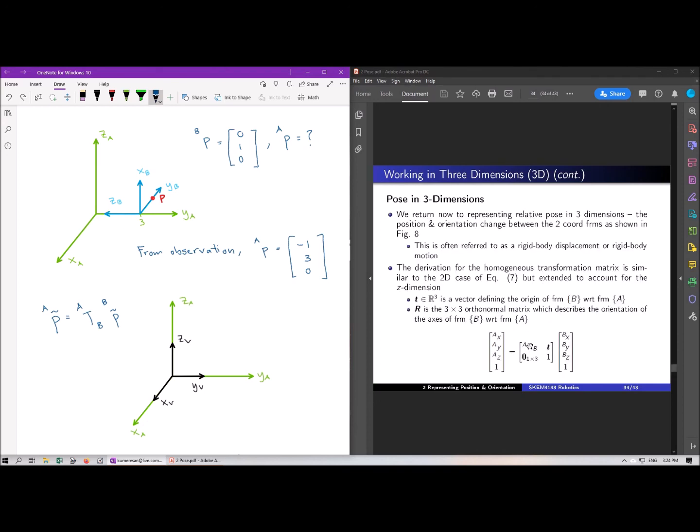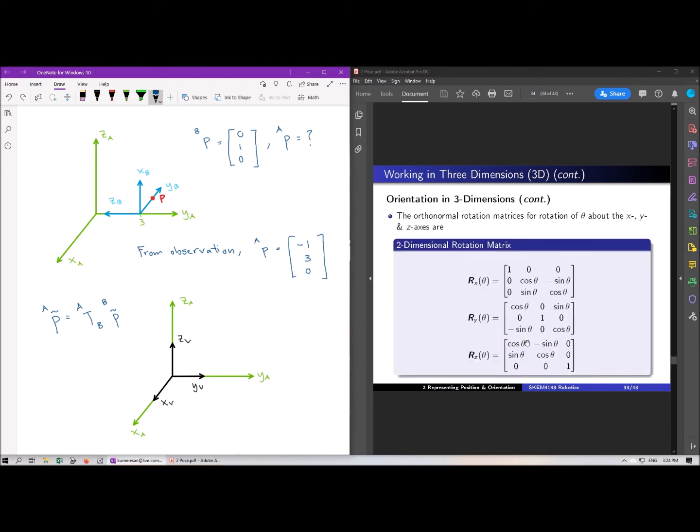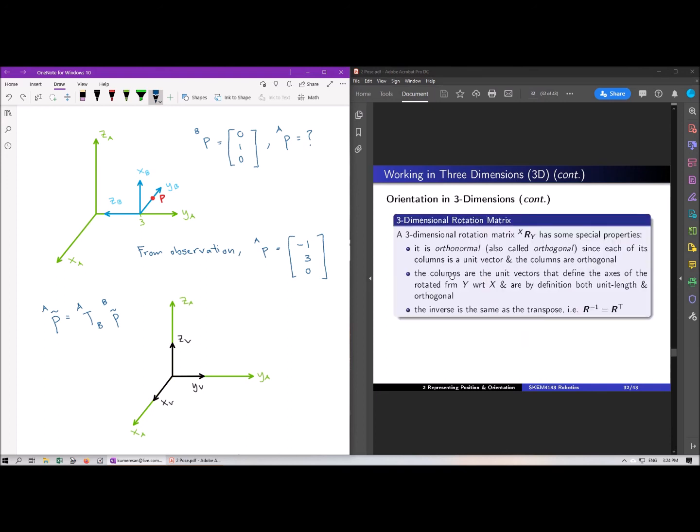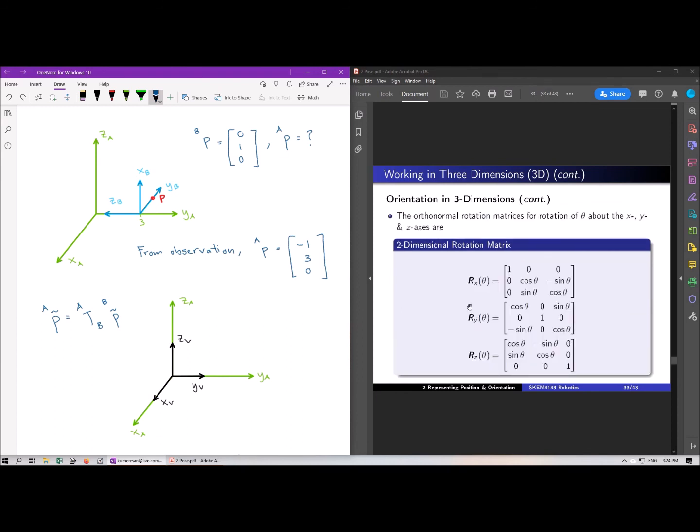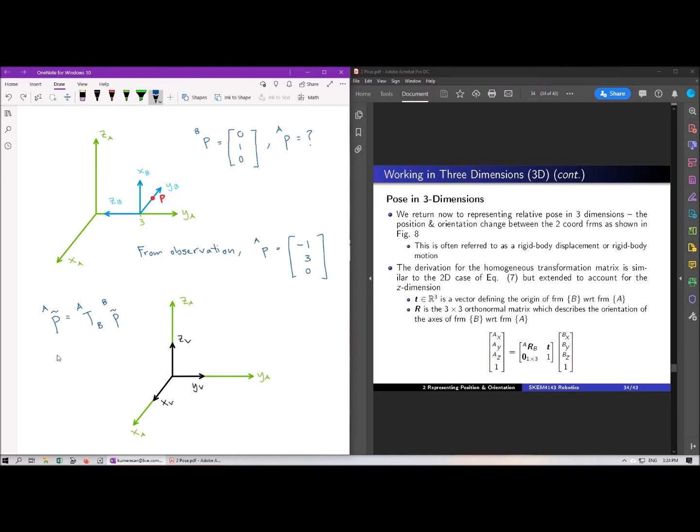because we know that the top 3 by 3 is the rotation matrix, and in a rotation matrix, by definition, the columns are the unit vectors that define the axes of the rotated frame. Okay, let's try to derive this. So let me write here. What is TBA by observation? If you are an expert in this, someday you can do this. The last row is always 0, 0, 0, 1.